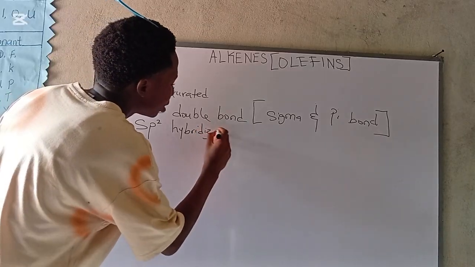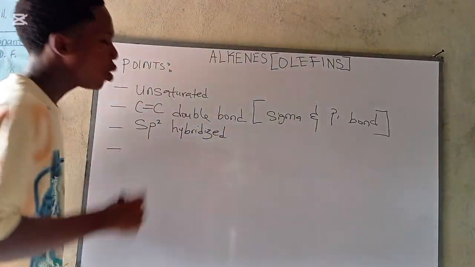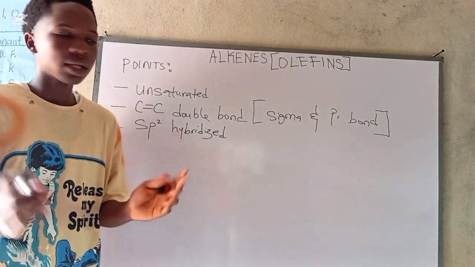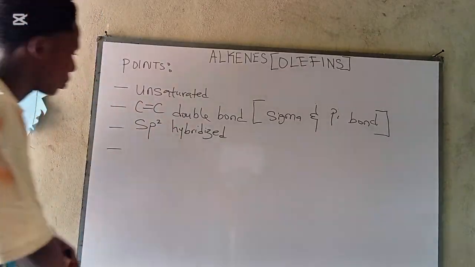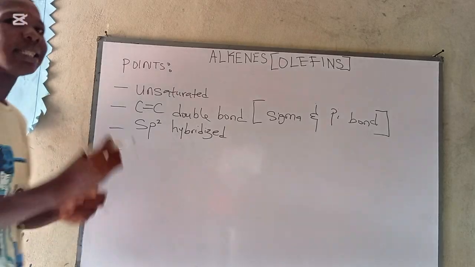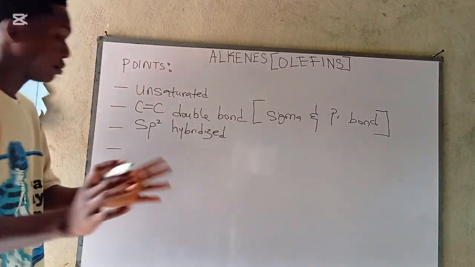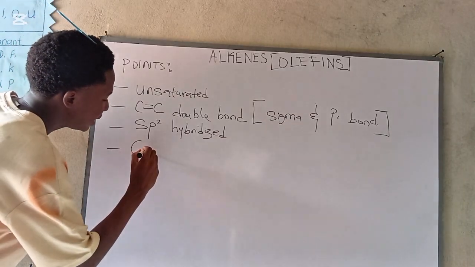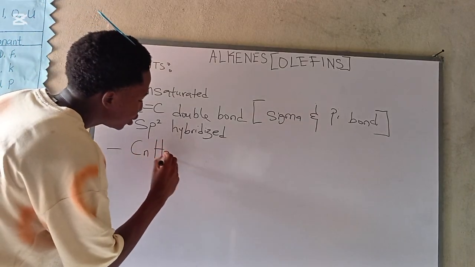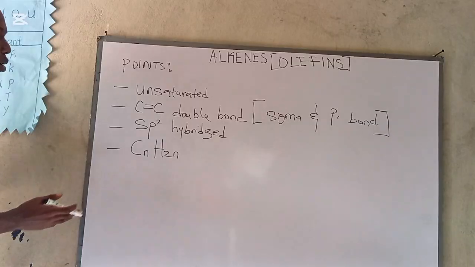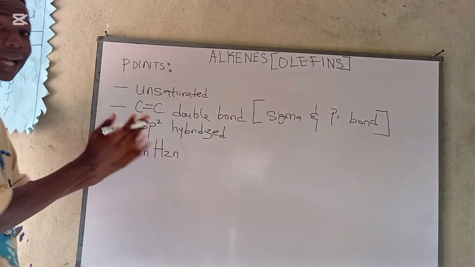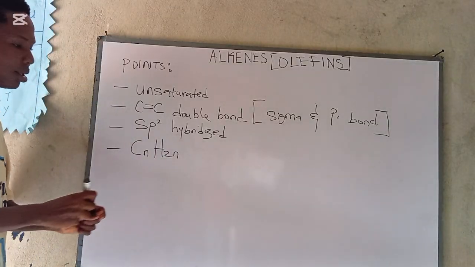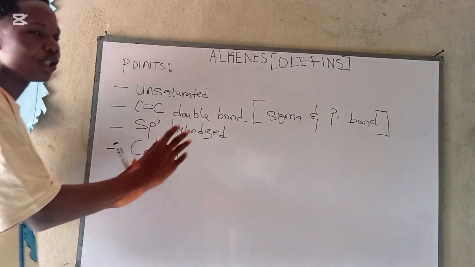sp2 hybridized. Now, what else should we note about these alkenes is their general formula. Their general formula looks kind of like that of the alkanes, but there is a slight difference. The general formula goes like this: CnH2n. In the alkanes, we would normally say plus 2, but here there's no plus 2. It's just CnH2n.